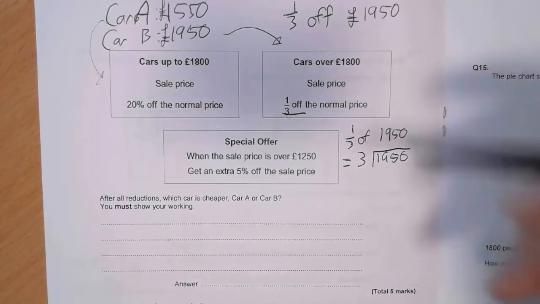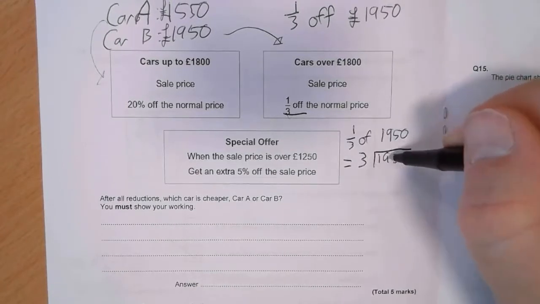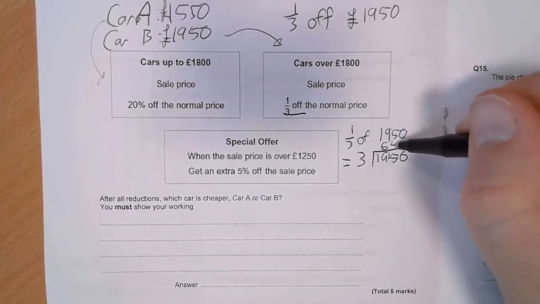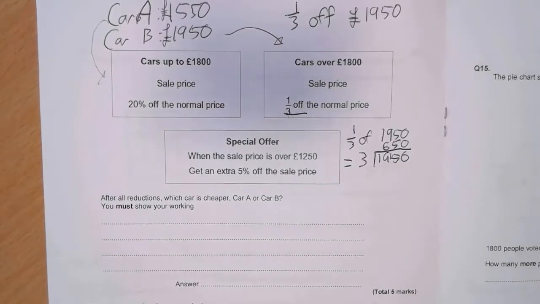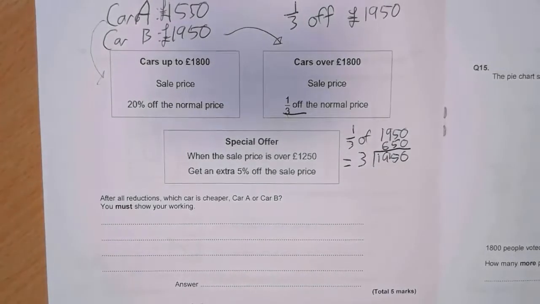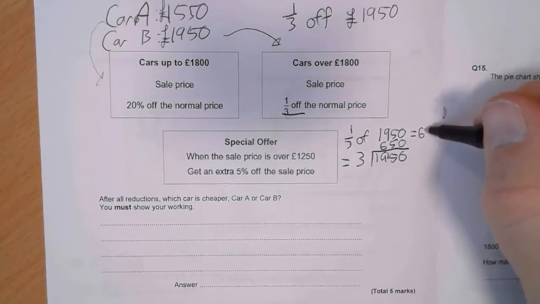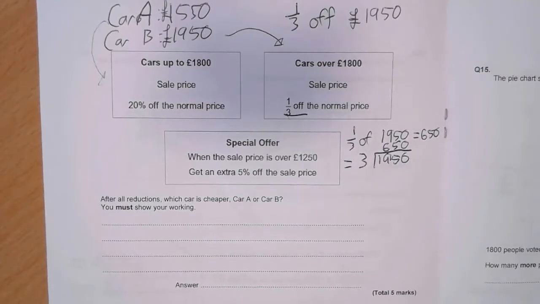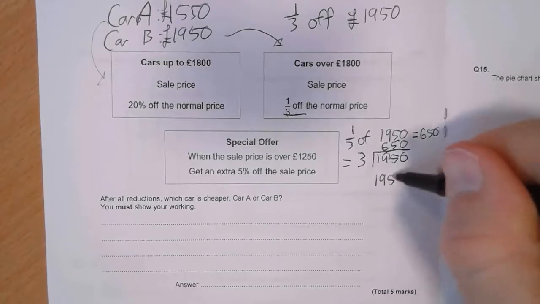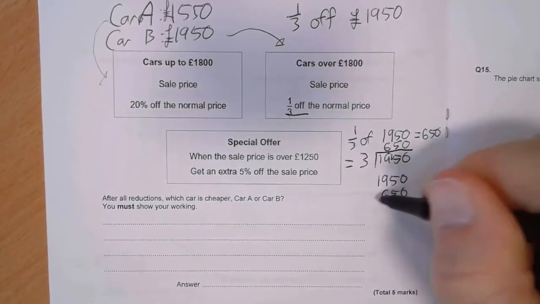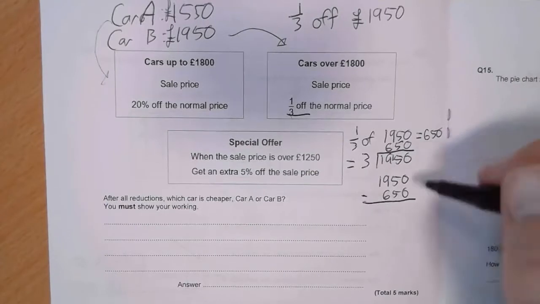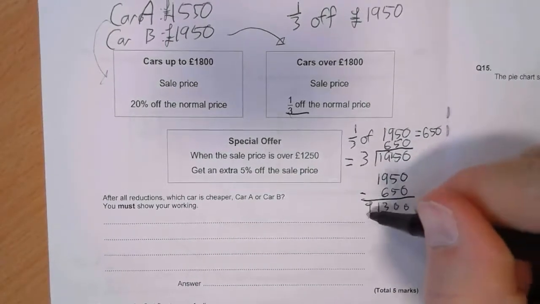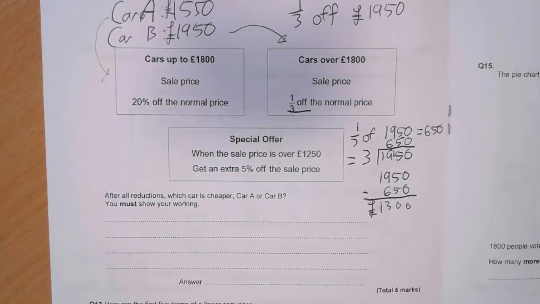So 3 goes into 19. 3 doesn't go into 1. 3 goes into 19 6 times, 1's left over. 3 goes into 15 5 times, and there's a 0. So 1/3 of 1,950 is £650. So that's the reduction, that's 1/3 off. So 1,950, take away 650, and that gives me 1,300. So that's £1,300 at the moment.